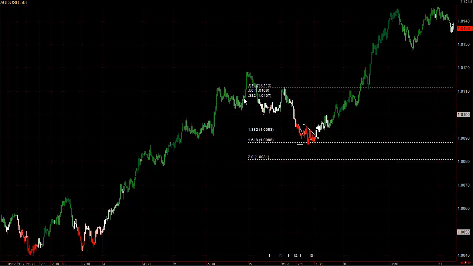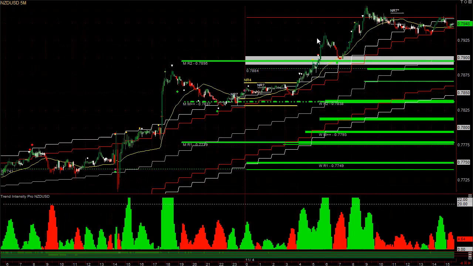You know, if you had bought this little pullback right here, it only went up about 10 pips. If you bought this little first pullback right here, it went up less than 10 pips. You bought this one after a two-wave pullback, it went up 50 pips. That's the difference.